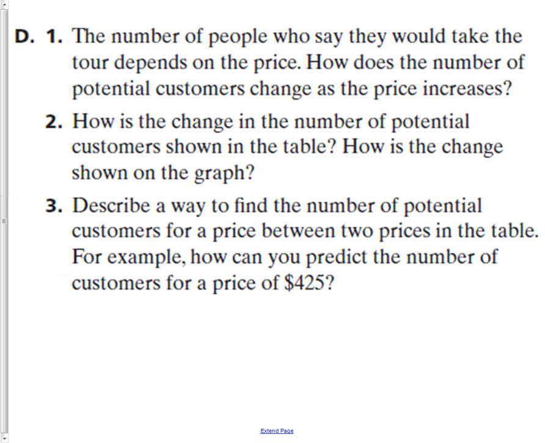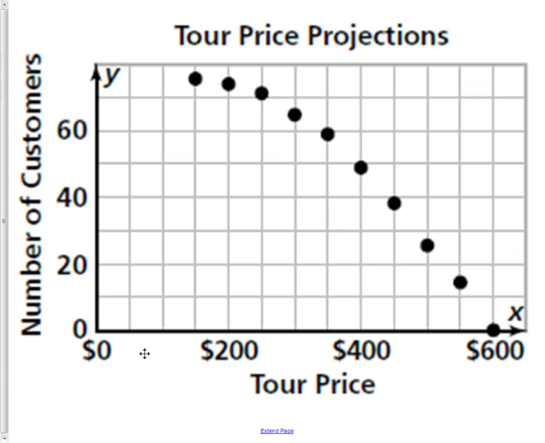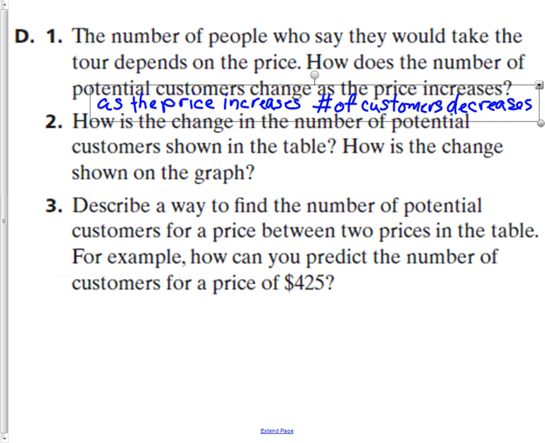So now let's start to analyze the data. The number of people who say they would take the tour depends on the price. How does the number of potential customers change as the price increases? Well, as the price increases, what happens to the number of customers? Oh, it's falling. So we can write that as the price increases, the number of customers decreases. Again, as the price increases, number of customers decreases.